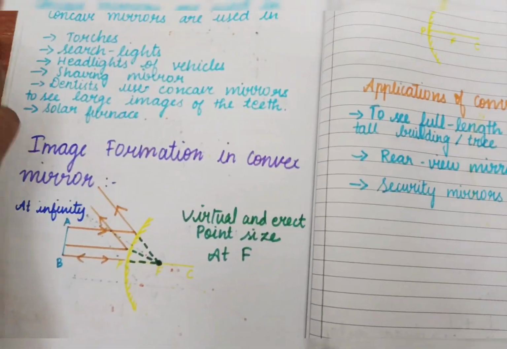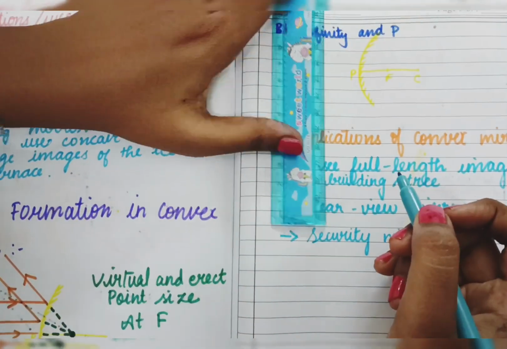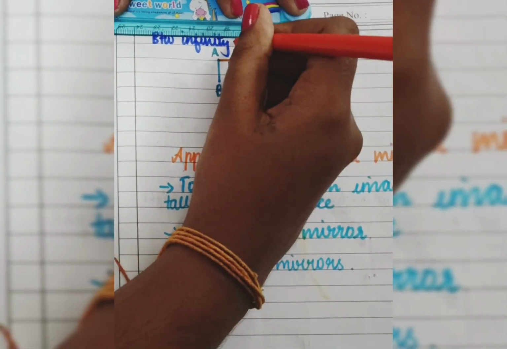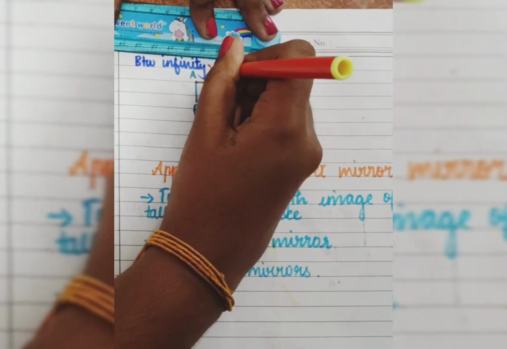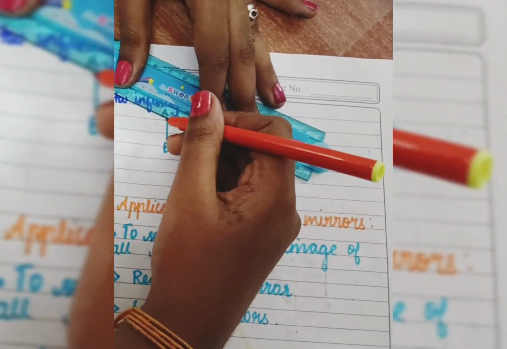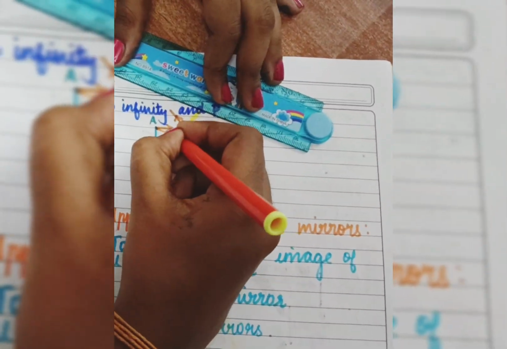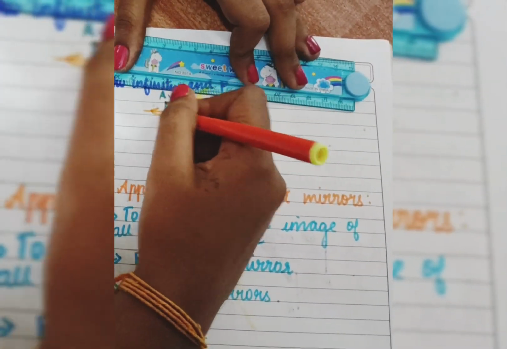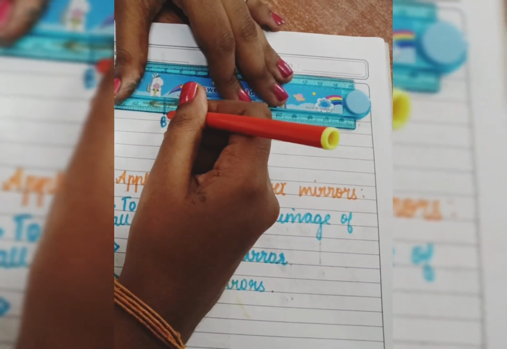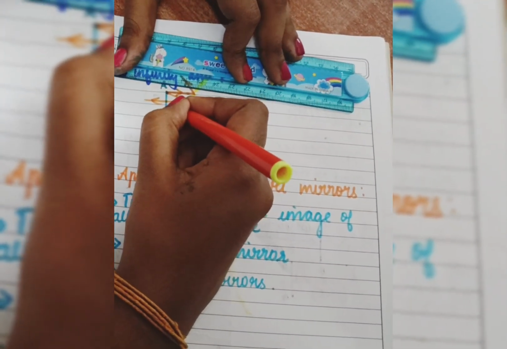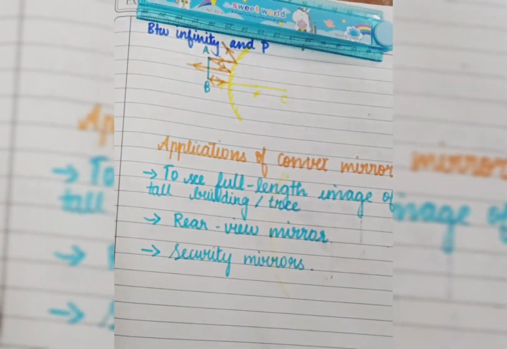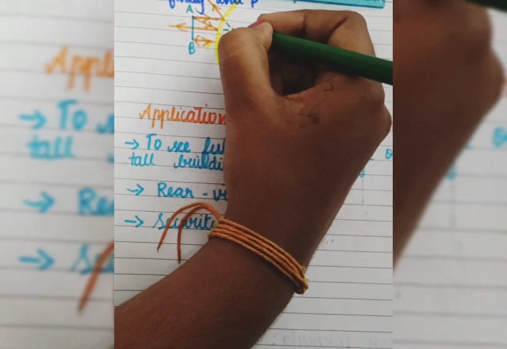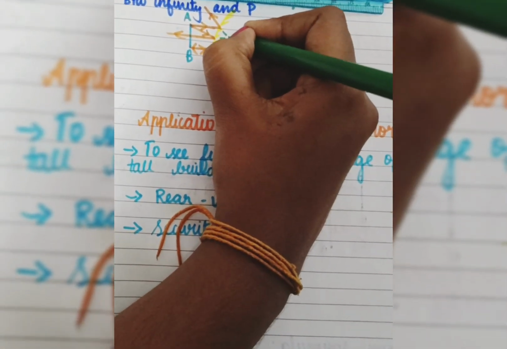Now let's see when the object is placed between infinity and pole, how the image is formed. Rays from A are passing parallelly and they are reflecting. Another ray is passing through focus. We already seen that when the ray is passing through focus, the reflected ray will be parallel to the principal axis. A ray from B is passing through the curvature, so it reflects back in the same direction. When we extend the reflected rays, we will get the image formed between focus and pole.